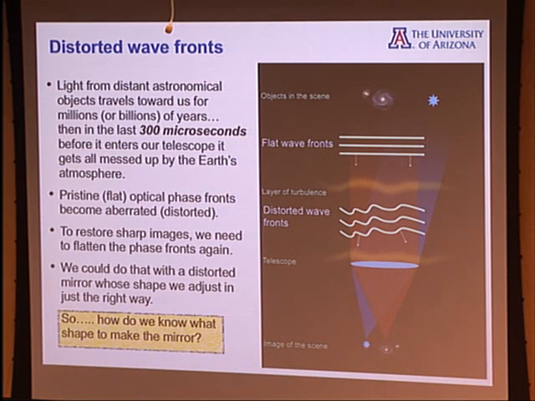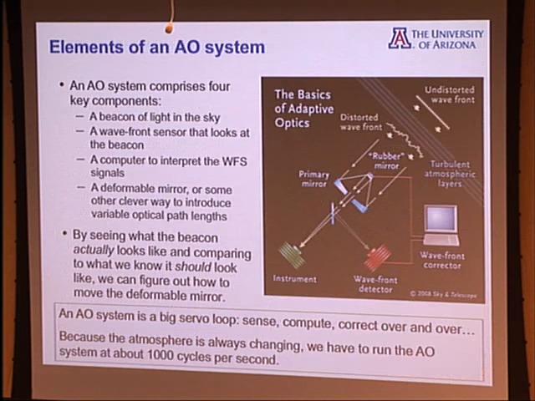All right. How do you know what shape to make the mirror? Therein lies the trick. And here is the system to do it. Those of you who will be sticking around for Monday and are going to see the lab, the AO lab up on the 6th floor, will actually see a system doing this. So here's how it works. Undistorted wavefronts come in. Distorted wavefronts come out of the bottom of the atmosphere into the telescope.